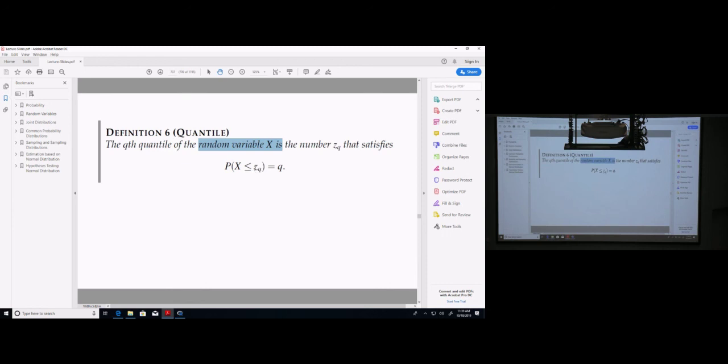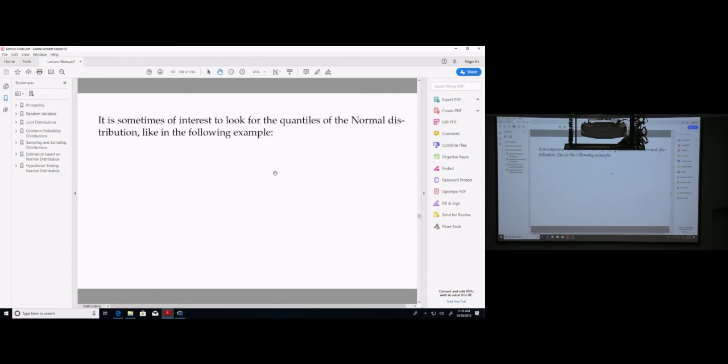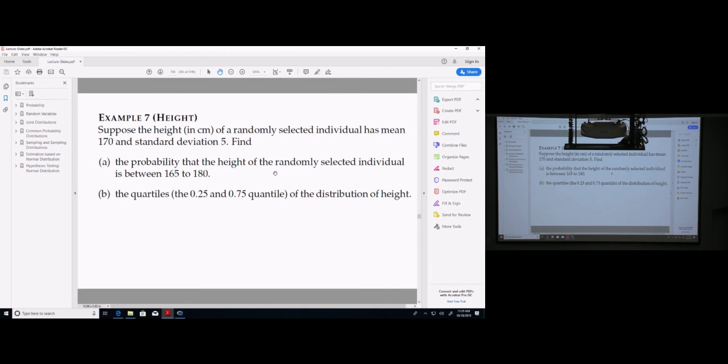Here in the notation we have just to indicate it's a set, but it is a function of Q. So it is sometimes of interest to look for the quantiles of the normal distribution, like the following examples, all right?